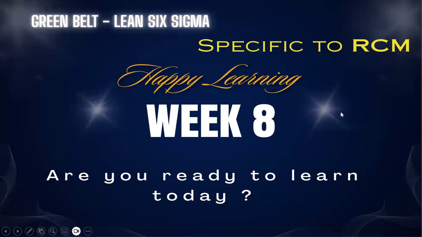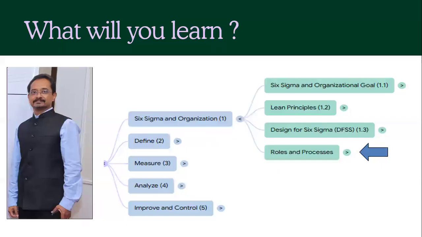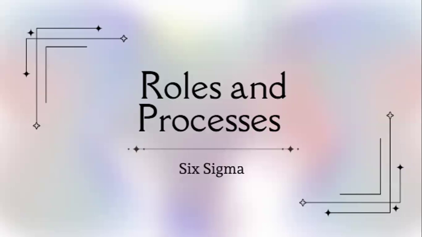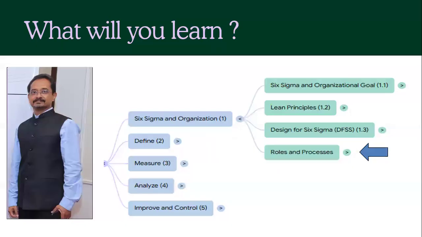This is week 8. What we are going to cover is Green Belt in Lean Six Sigma. So what we are going to see here today is the roles and processes followed in Six Sigma. That's what we are going to cover for this week.